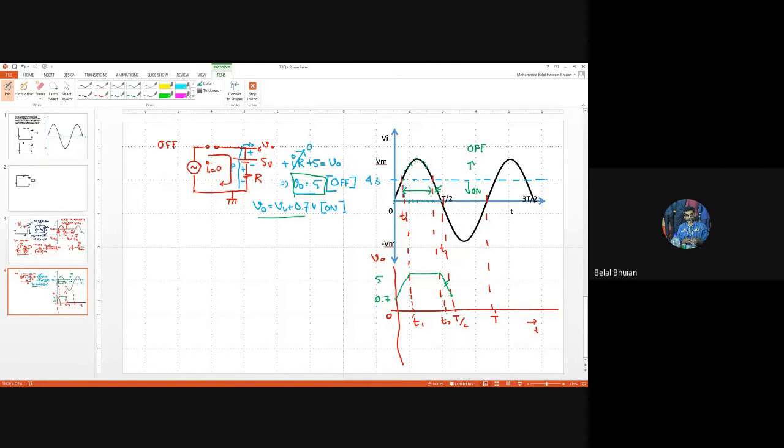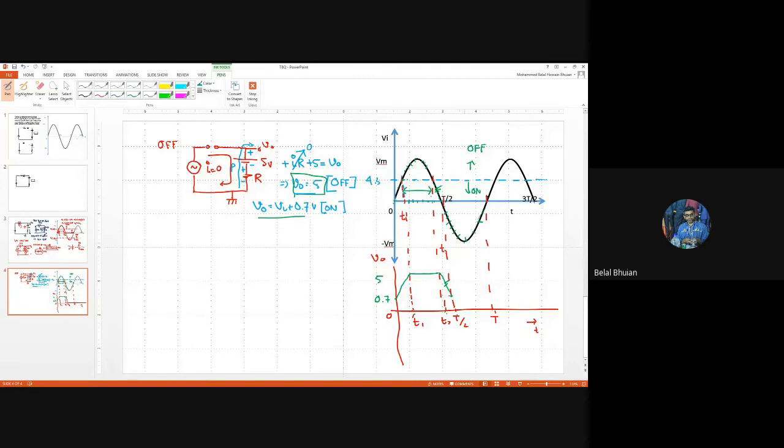Yes, sir. So next, that is T2 to capital T. Now from T by 2 to capital T, it is the whole negative half cycle, and for this whole negative half cycle, all the values of the voltage are below the transition state line, which indicates the on state. For all the values of voltage, we're going to have the diode on, and we know that the diode is on.